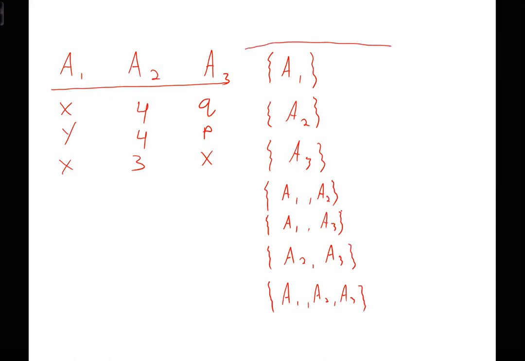Okay. These are the sets of attributes. Now we want to know which of them are superkeys. And so what does superkey mean again? A set of fields that have unique values. So let's look at the sets. A1. Are the values in A1 unique? Nope.